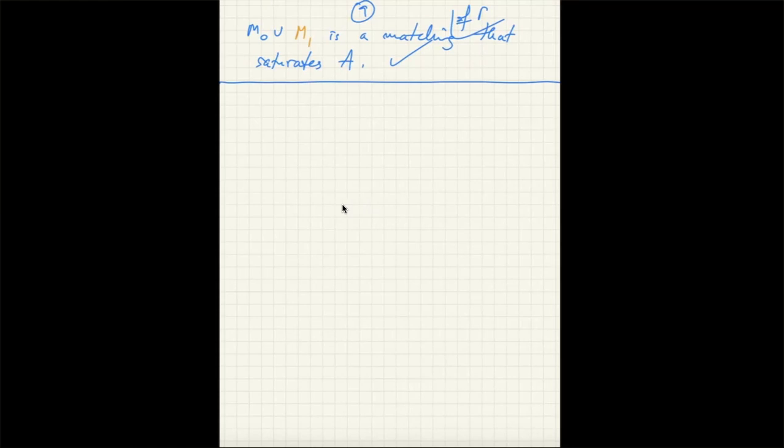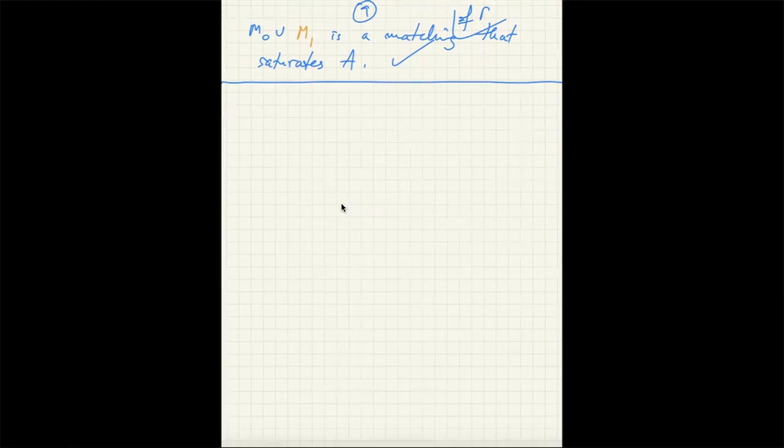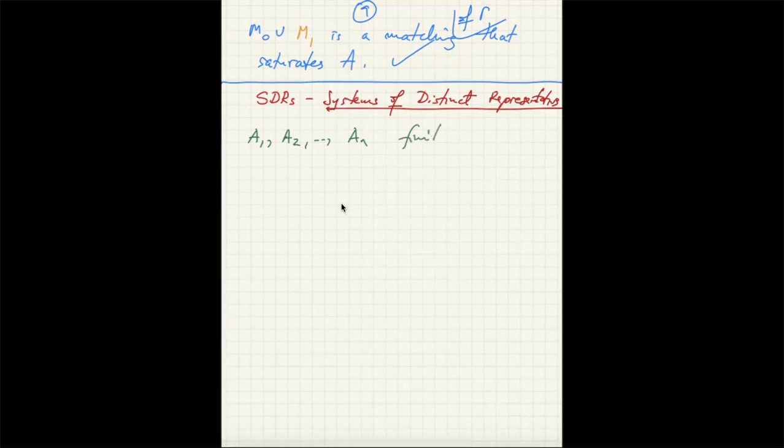Now, let me do one more thing before I end, and show you the equivalence with what are called SDRs, or systems of distinct representatives. And what is a system of distinct representatives? Let's say we have A1, A2, ..., AN. Let's say we have a bunch of finite sets.